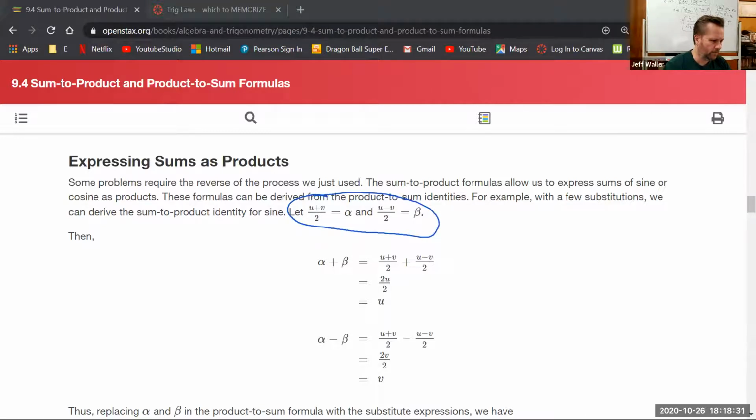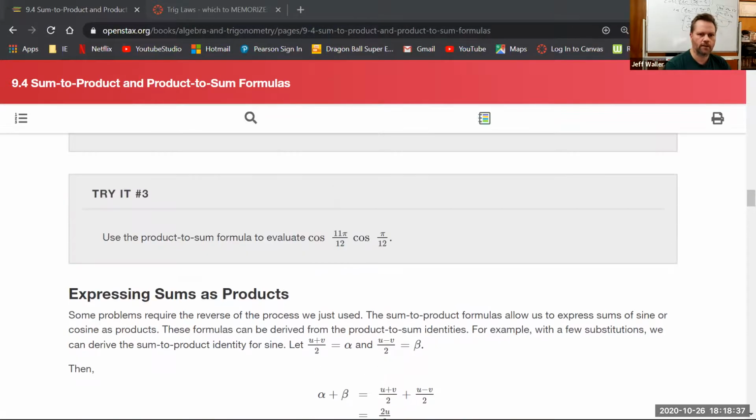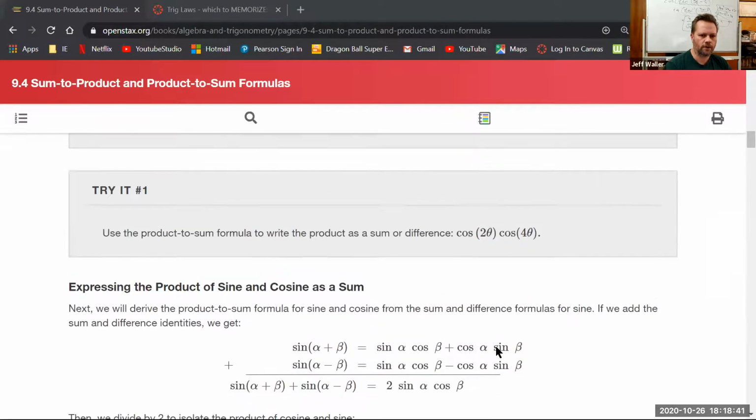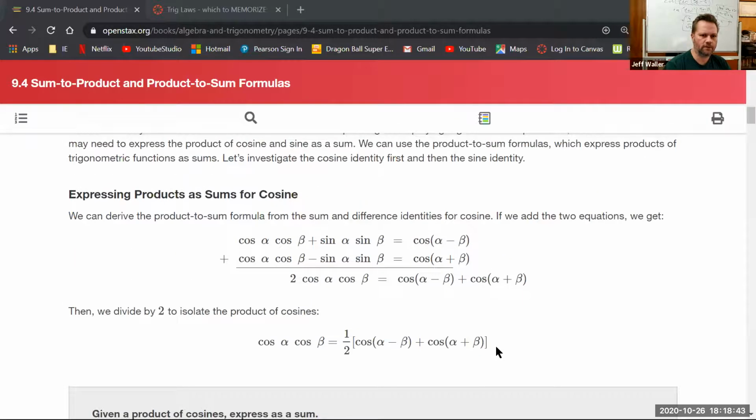Can you go back and explain it? Oh, I'm sorry. So again, all right, let me go back. So if I add these together, and this is not the history of every trig identity, but this is the history of some of them. We just played around with stuff.